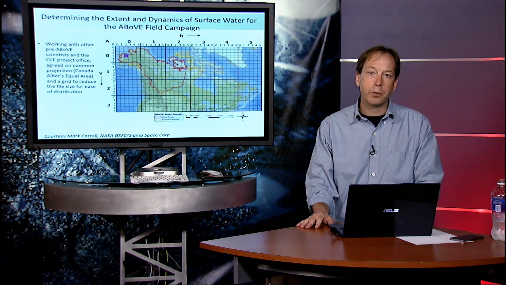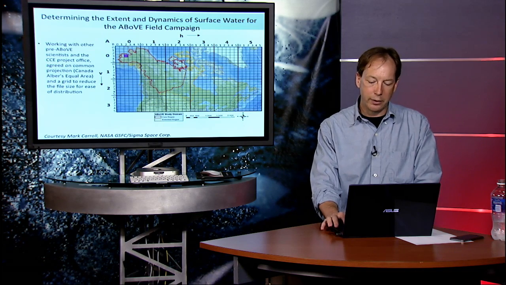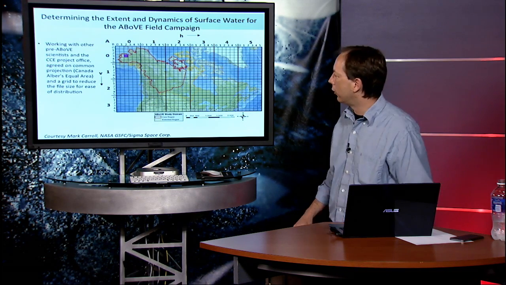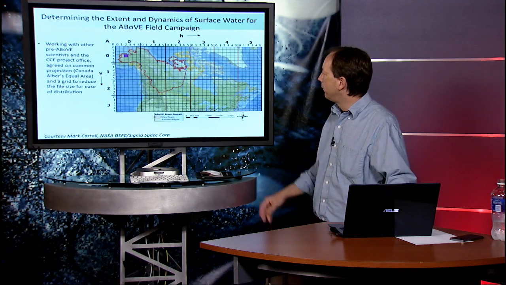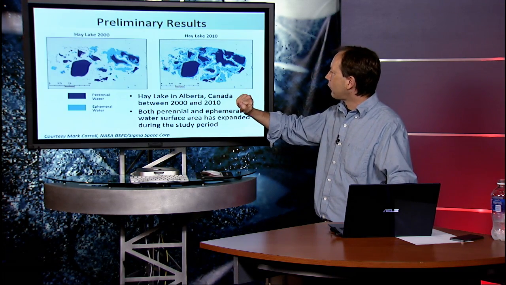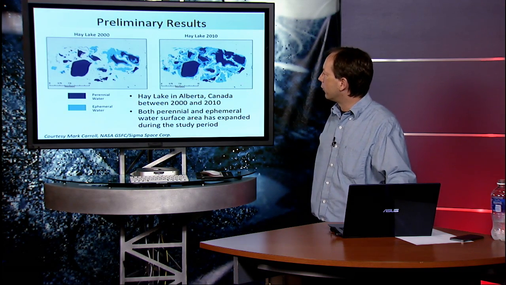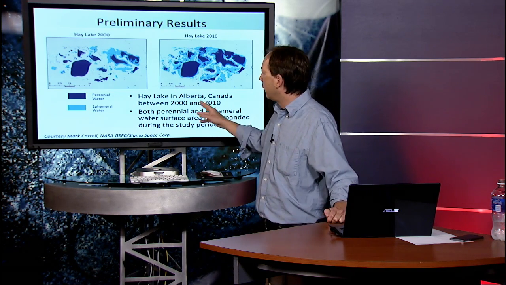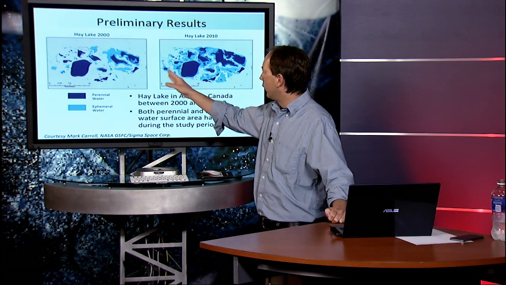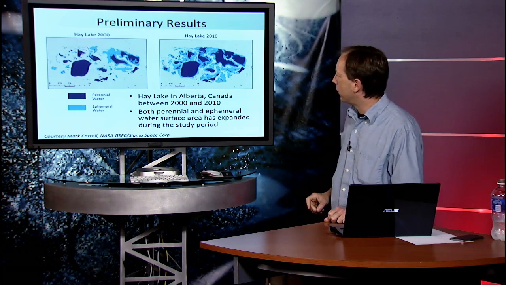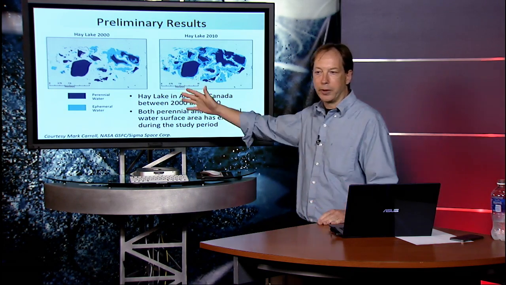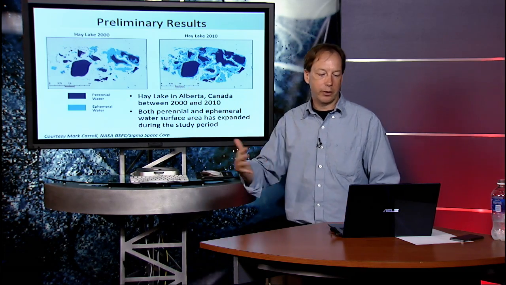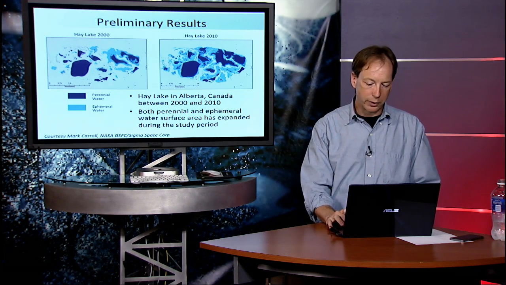And so as a precursor project for that activity, Mark has started to map changes in water extent. Next slide. So for example, these are some preliminary results from one lake in Alberta, Canada, which is showing very large changes in lake area over this time period. This isn't necessarily consistent. He sees both increases in lake area and decreases in lake area where he's looking.